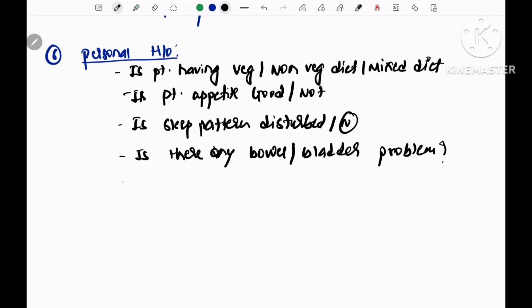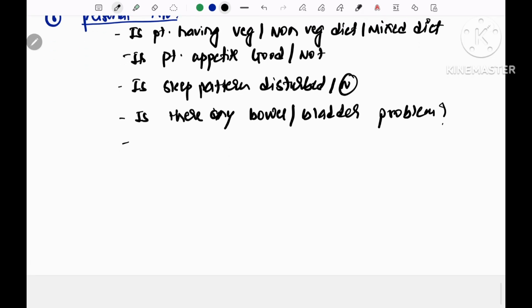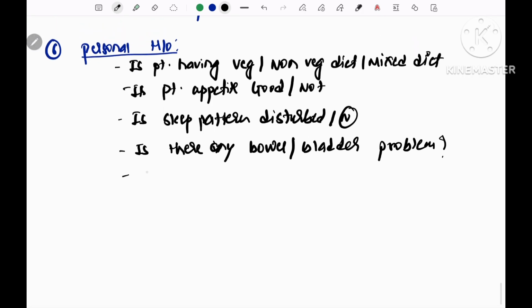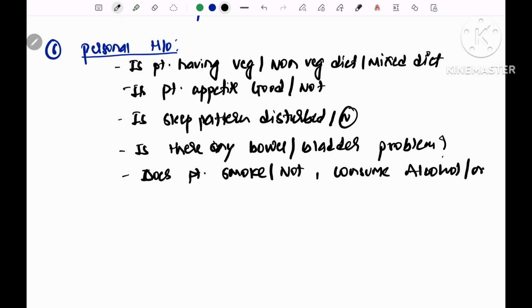And the last point is the history about smoking and alcohol. So we have to ask the patient about smoking. Does the patient smoke or not? And does he consume alcohol or not? This is one of the most important histories which we should never miss.